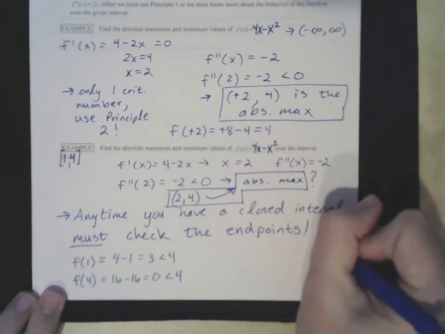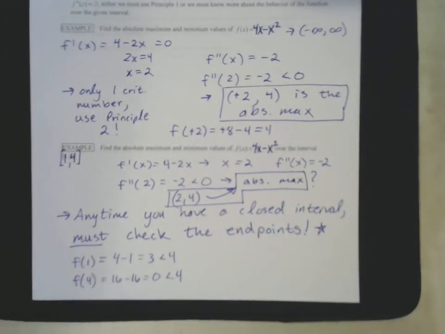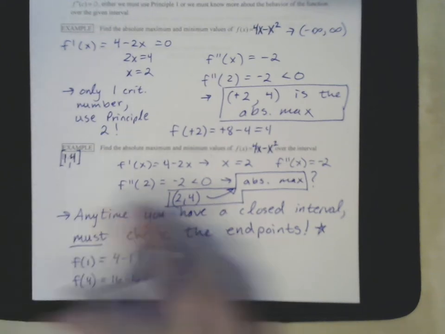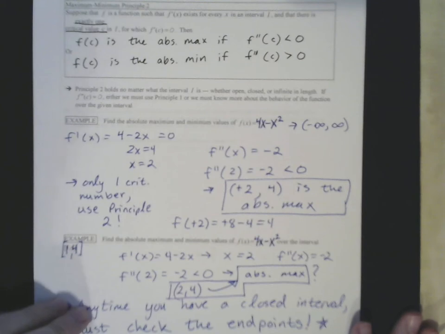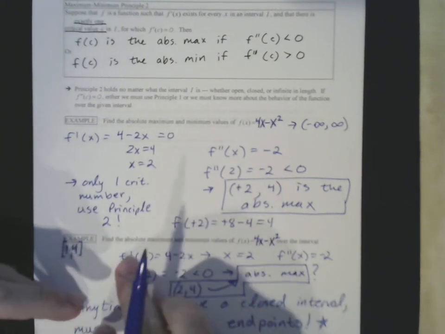But the big thing in this example to highlight is you have to check those endpoints because it could change. This function doesn't, but that doesn't mean every function is going to work this way. So I have some strategies on the next page here and some practice.